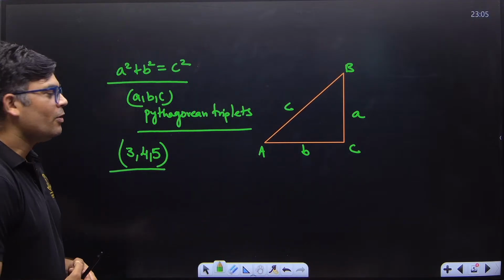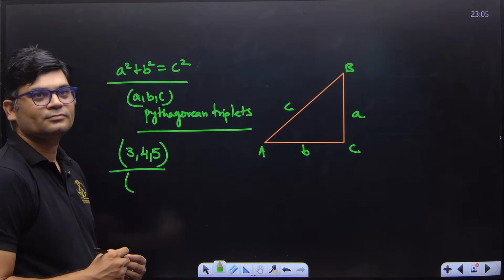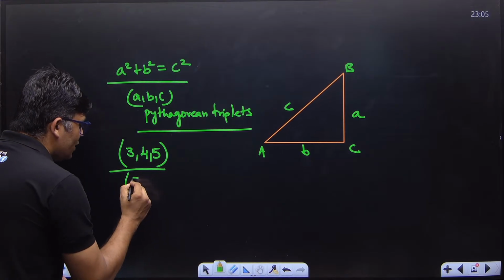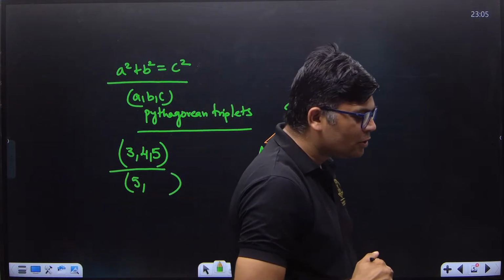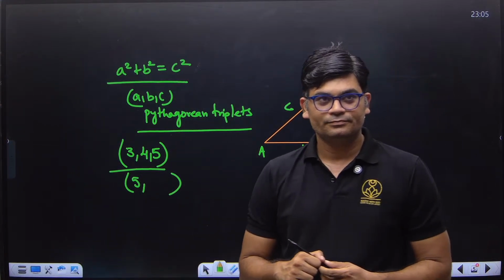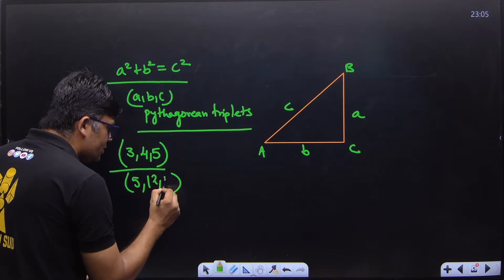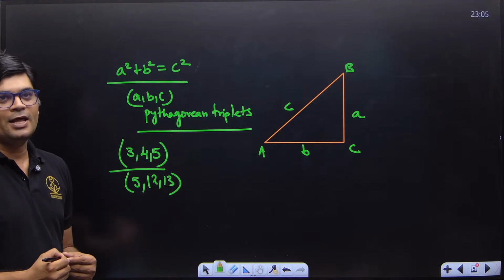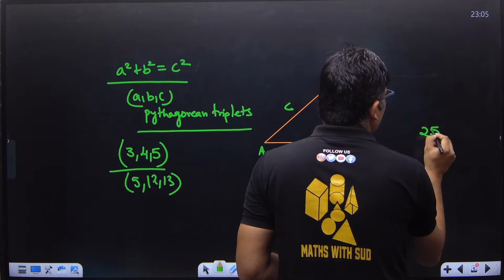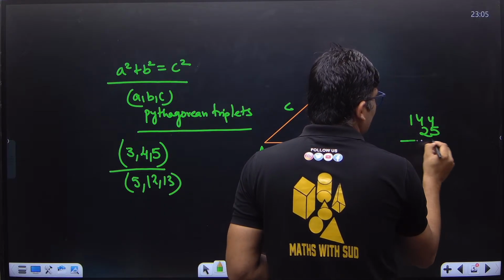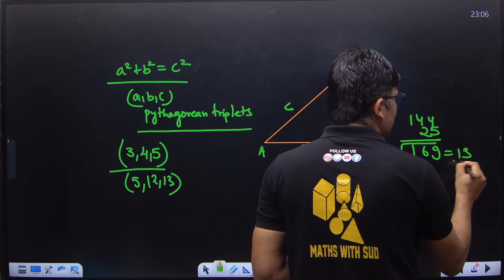Now can you tell me after 3 what is the next odd number? 5. So what is 5 square? 25. Can you tell me two consecutive numbers whose sum is 25? 12 and 13. So welcome to the next Pythagoras triplet, 5, 12 and 13. So 5 square is how much? 25. 12 square is how much? 144. If you add them, it is going to be the 13 square.